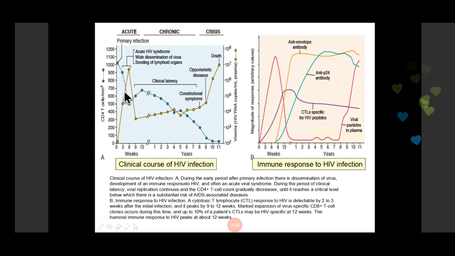This graph shows the clinical course of HIV infection. Here the yellow line is the viral load, and the blue line is the CD4 plus T cell count. Here we can see that there is an inverse relation. As the CD4 plus T cell count gradually decreases, the viral load increases, and profound illness develops.